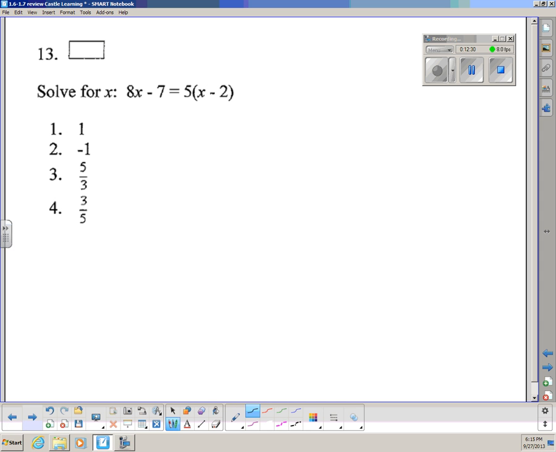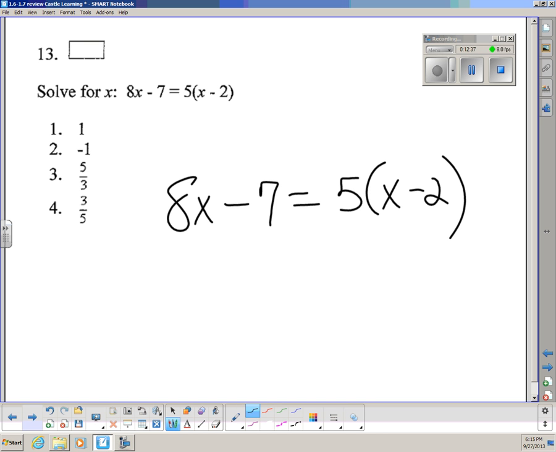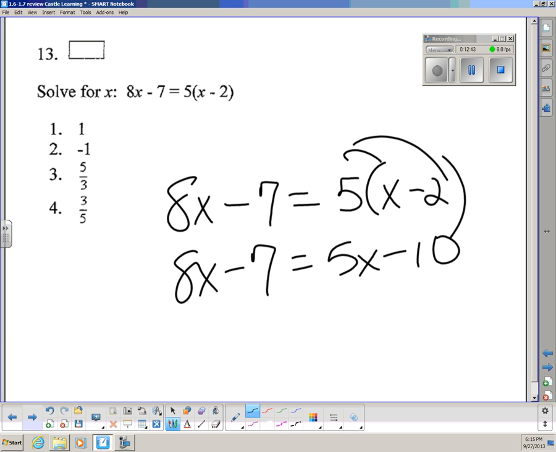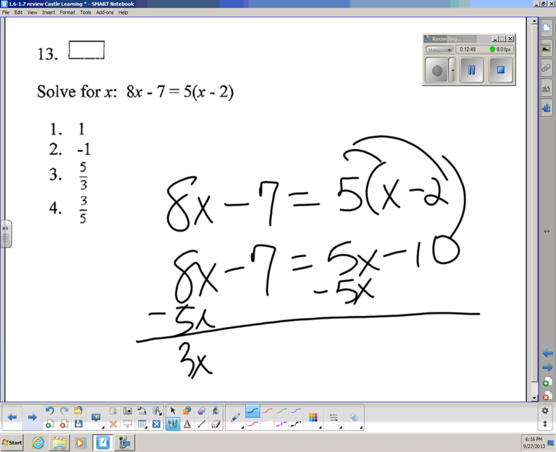Number 13, we're solving for x. We have 8x minus 7 equals 5 times parentheses x minus 2. Distribute your 5, so we have 8x minus 7 equals 5x minus 10. And we're subtracting 5x from both sides. And we have 3x minus 7 equals negative 10.